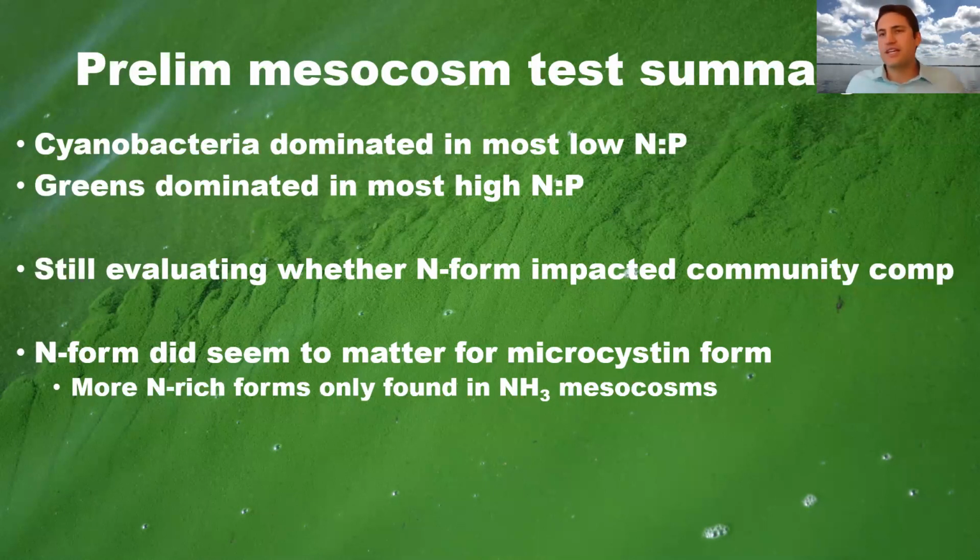We're still evaluating and looking at all the taxa data that we got back from algal counts to look at specifically how nitrogen form impacted the community. But it did seem to matter for these metabolites, including this toxin. Again, the most N-rich forms of this toxin were only found where you had this reduced nitrogen form being added in excess, and cyanobacteria were seemingly not even dominant. So again, it provides some evidence, some support that nitrogen form does matter and the proportions may really make a difference.